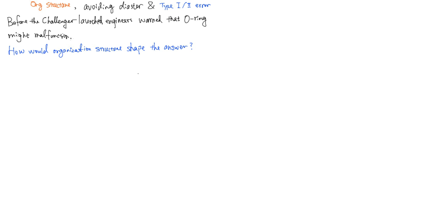Before the Challenger launched, engineers actually warned the management that the O-ring might malfunction, and that would lead to a fuel leak, which ended up being a terrible disaster, which is exactly what happened. So the question we now ask is, how will different organization structures shape the management's answer to this very question? The first organization structure we're going to consider is a serial structure.